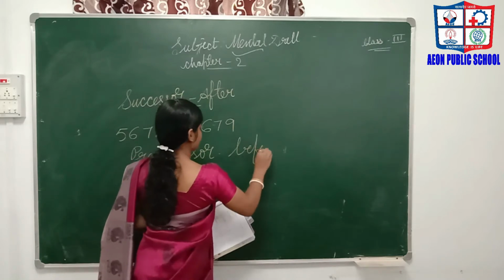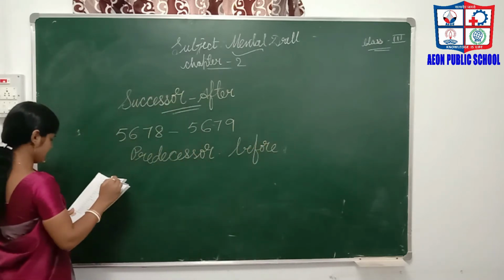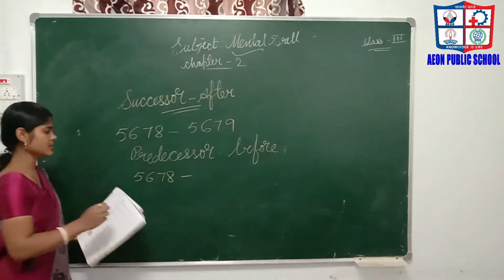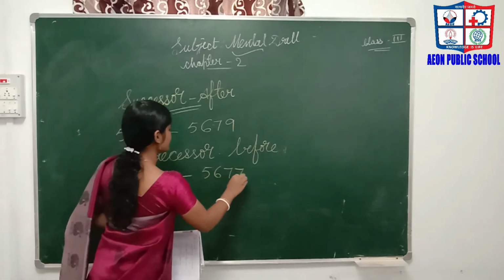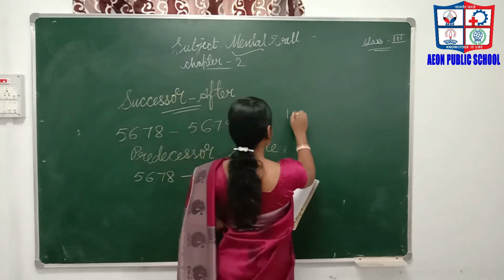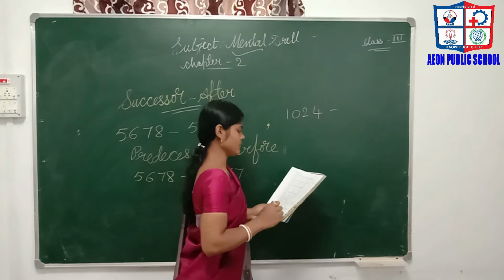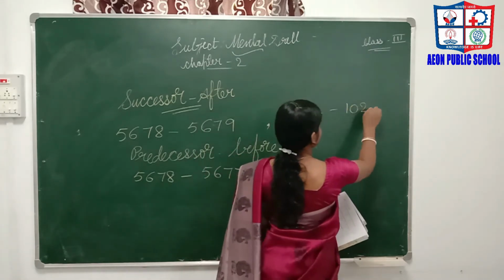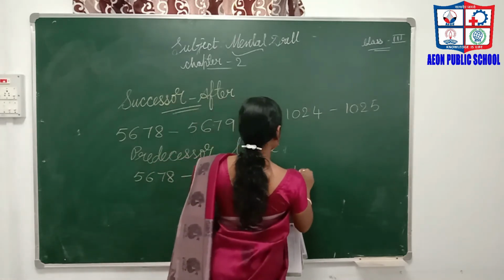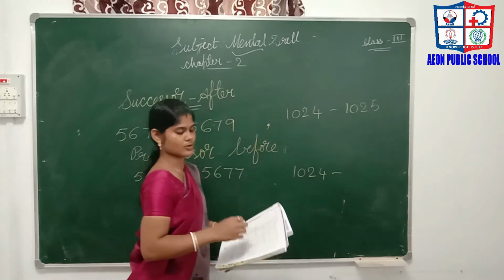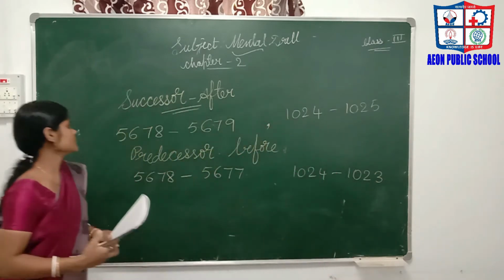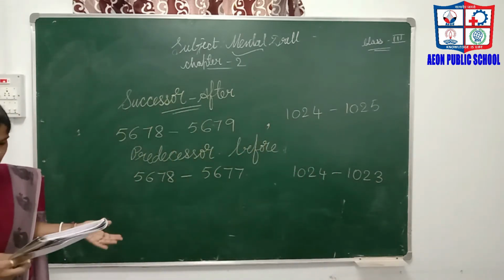It's before. So the same number, 5678. What is the predecessor? Means what is the before number? It's 5677. One more number we will take for successor, 1024. The successor of 1024 is 1025. Next one is predecessor. The same number, 1024. The before number is 1023. So successor means after and predecessor means before.